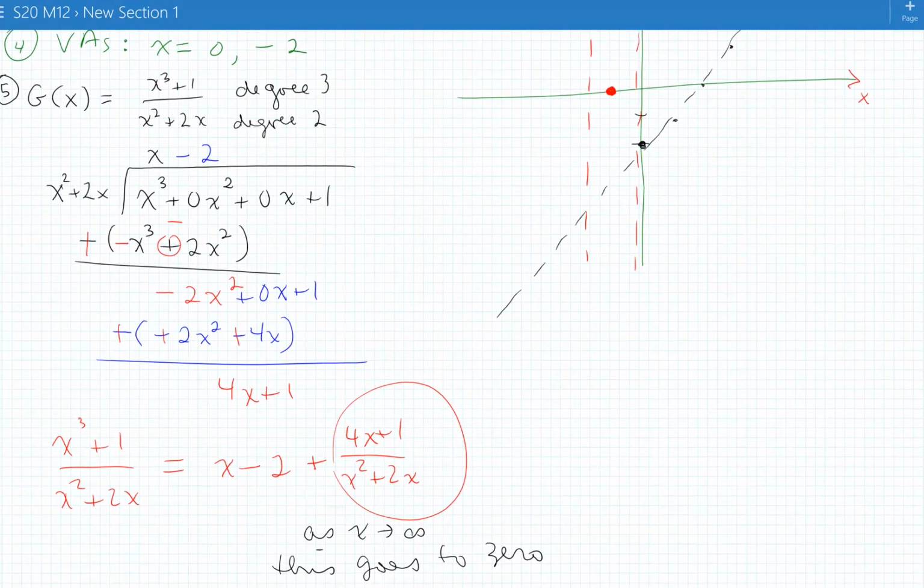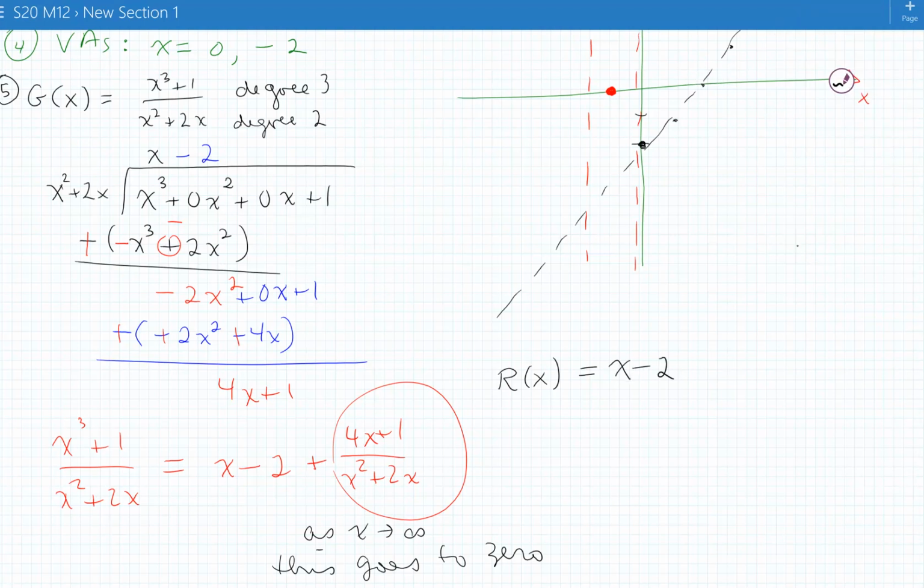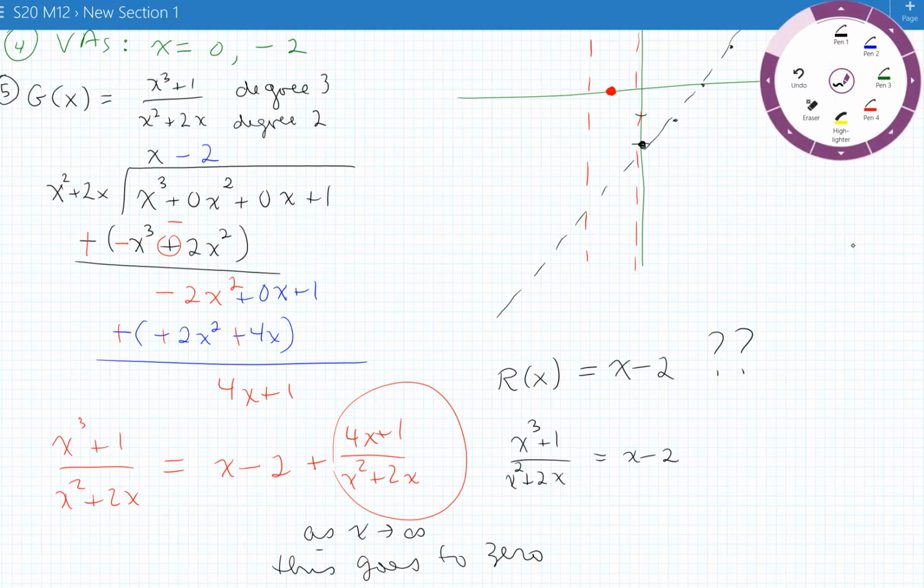It says, figure out if the graph of R ever intersects the asymptote. So we want to know, does r of x ever equal the equation of the line x minus 2? If it does, then there would be a point of intersection. If it doesn't, then there's not. So this is an important piece of information for us. So we want to know, does x cubed plus 1 divided by x squared plus 2x ever equal x minus 2?